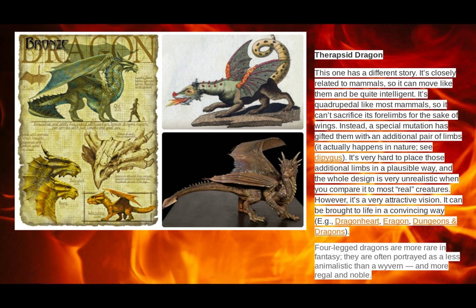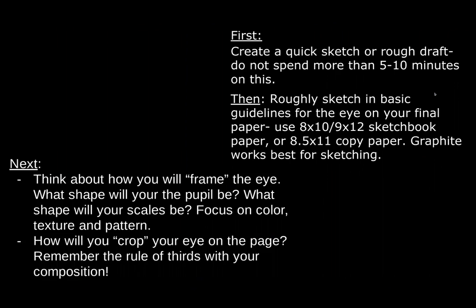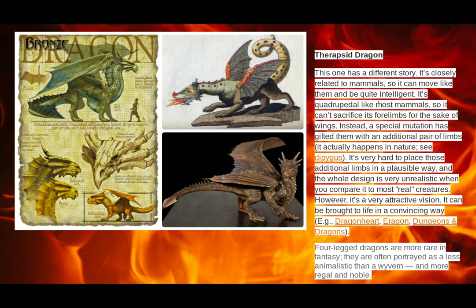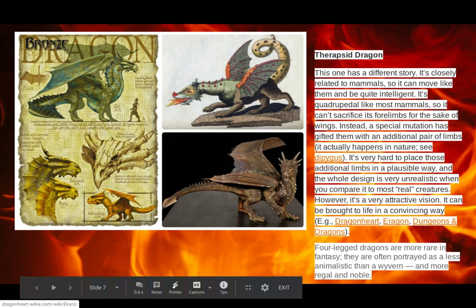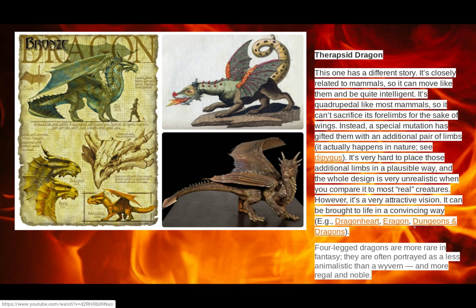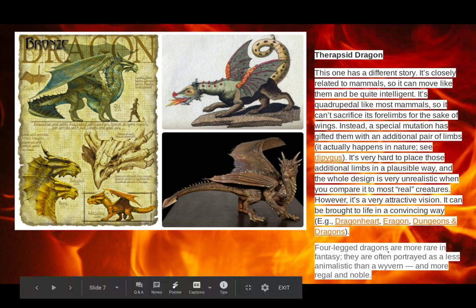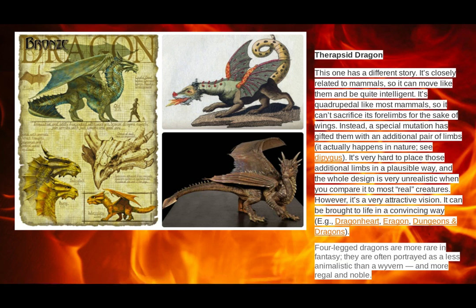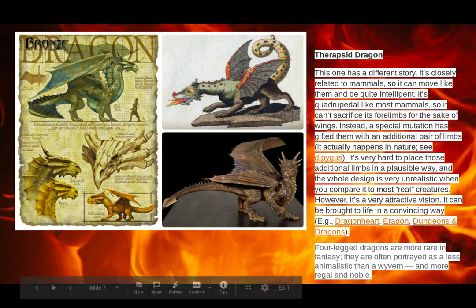And then the therapsid dragon, this one looks more dinosaur-like. This one has a different story. It's closely related to mammals, so it can move like them and be quite intelligent. These kind of dragons are seen in Dragonheart, Eragon, Dungeons and Dragons. And four-legged dragons are more rare in fantasy. They're often portrayed as less animalistic than a wyvern and more regal and noble. So there's all different kinds of dragons.